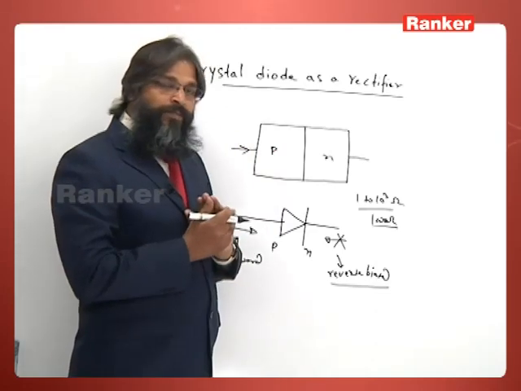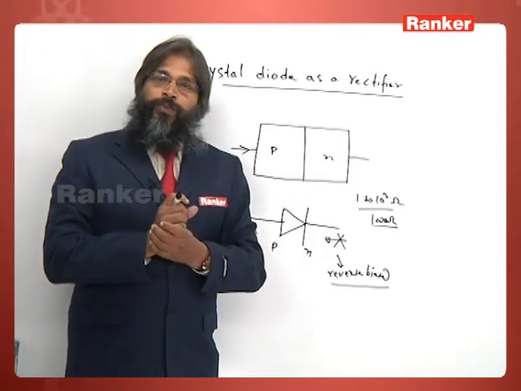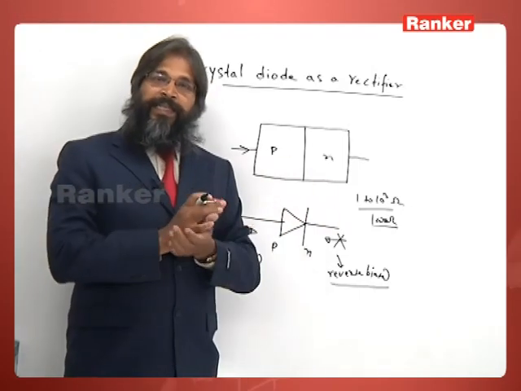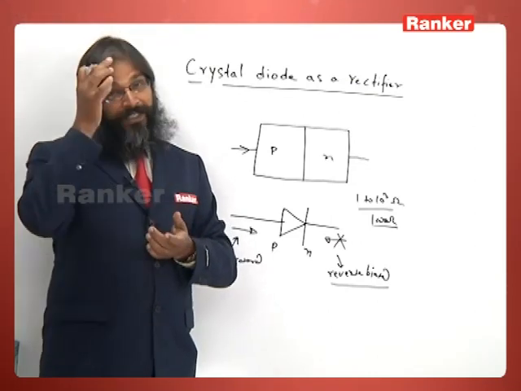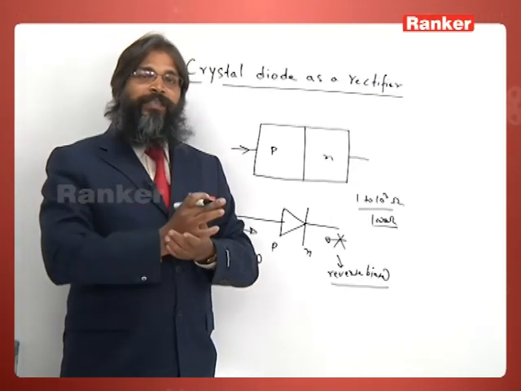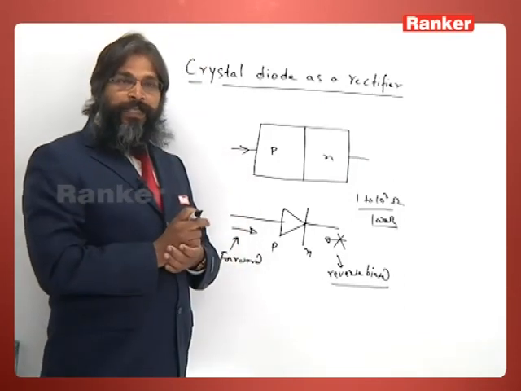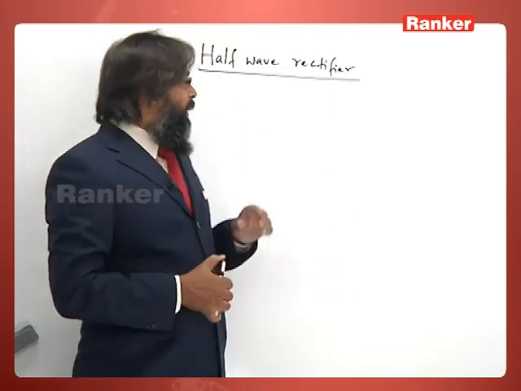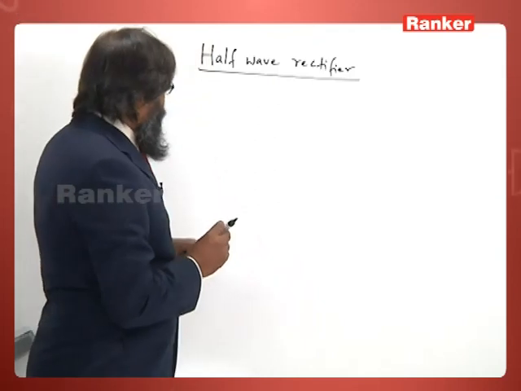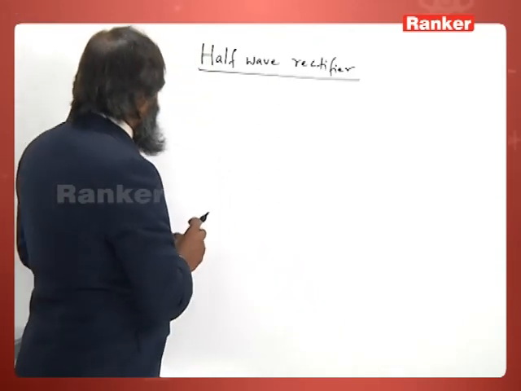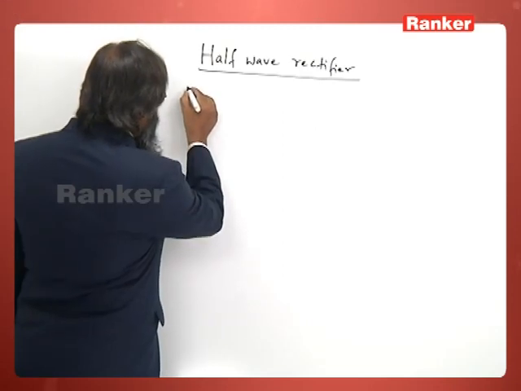Thus, we see that the unidirectional ability of a PN junction to conduct current heavily can be used for rectification, that is converting AC into DC voltage. So, let us first see half wave rectification. In half wave rectification we use a circuit like this.